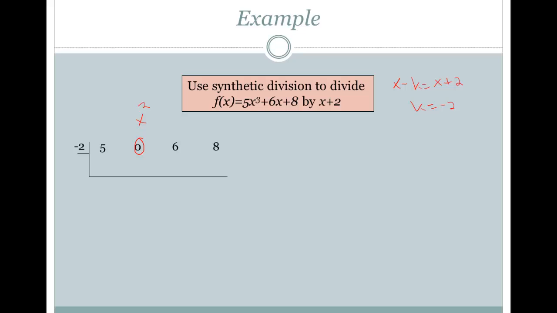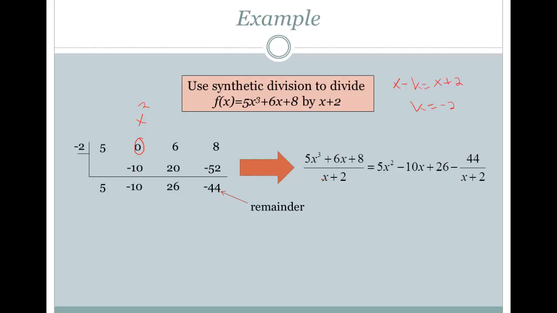Okay? So let's bring down the 5. We get negative 10. Bring down, I do addition, I get negative 10, multiply, I get 20, add 26, negative 52, negative 44. So now my remainder, this one is not a perfect root, but I have a remainder of negative 44, which tells me that when I do this division here, I get this term.